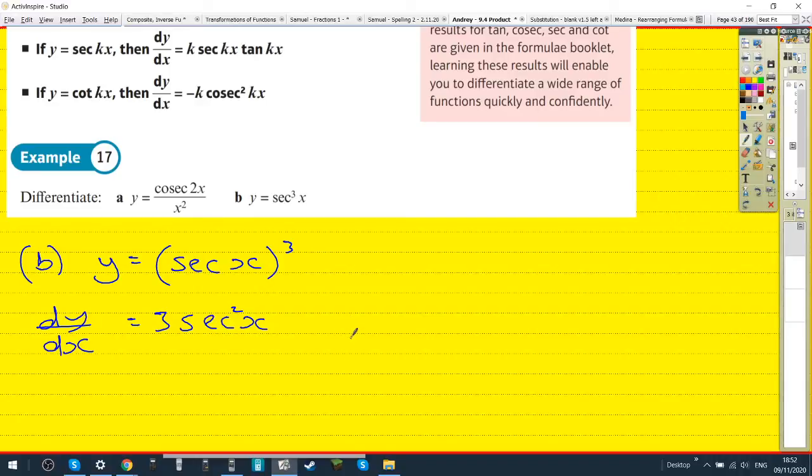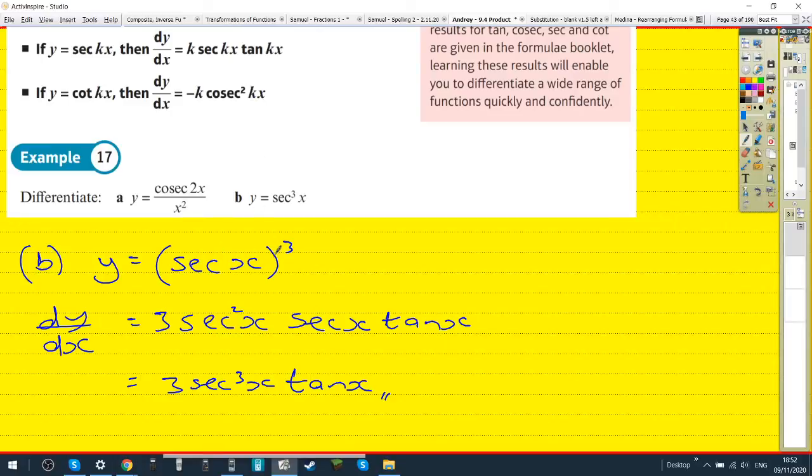Just sec x tan x. So then it's sec x tan x like that. Yeah. And so simplify. And will that then become 3 sec cubed x tan x? I think so. Let's see.